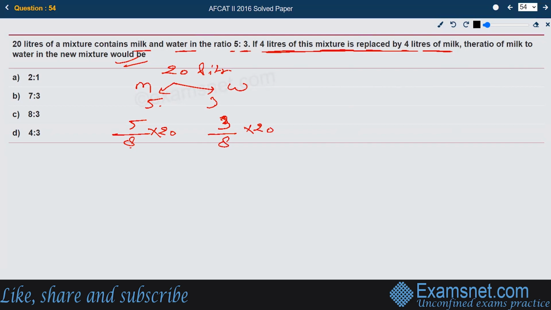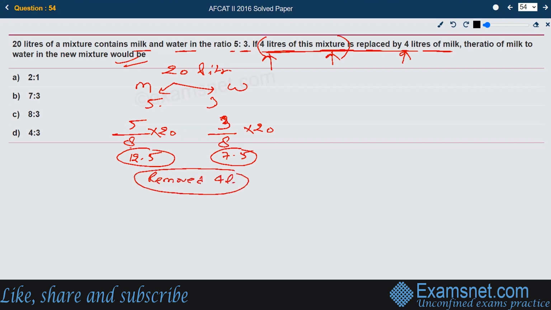If we solve this further, 5 by 8 of 20 gives us 12.5, and 3 by 8 of 20 gives us 7.5. So the 20 liter mixture originally contains 12.5 liters of milk and 7.5 liters of water. Then 4 liters of this mixture is replaced by 4 liters of milk. We'll first take the replacement part. He would have removed the 4 liters first. That removed 4 liters would have contained the same milk and water ratio as the original mixture, because it has been taken out from the same mixture. So the ratio of milk to water in the removed 4 liters would be 5:3 also.